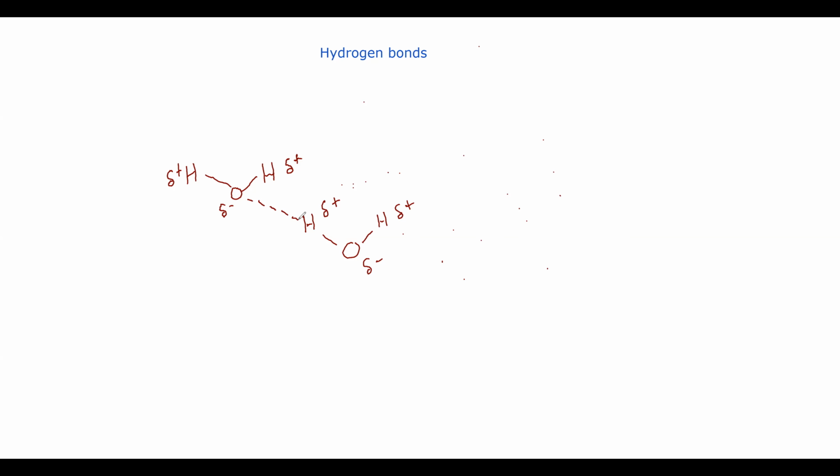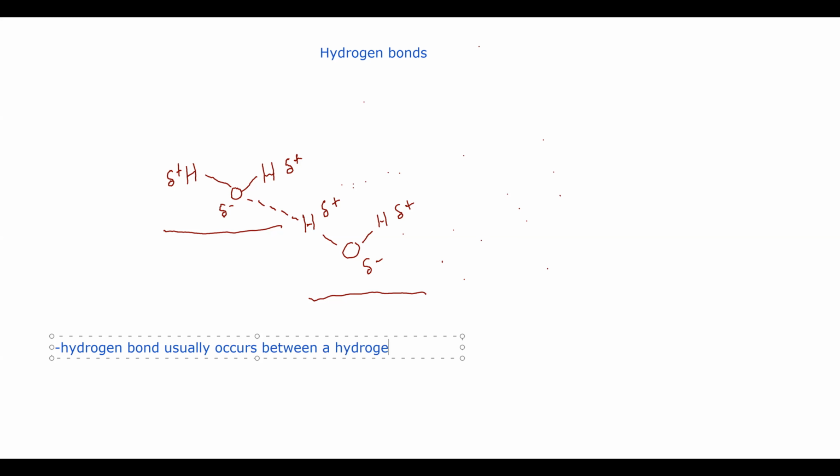Okay, but you have to have two molecules. Here's a molecule, here's a molecule. The hydrogen in one molecule is attracted to the oxygen in another. So remember that I told you for a nonpolar covalent bond, it is usually between carbon and hydrogen. A polar covalent is usually between oxygen or nitrogen bonded with carbon or hydrogen. So a hydrogen bond, I'll put usually occurs because it doesn't have to be oxygen and nitrogen, but a hydrogen bond usually occurs between a hydrogen and an oxygen or nitrogen.